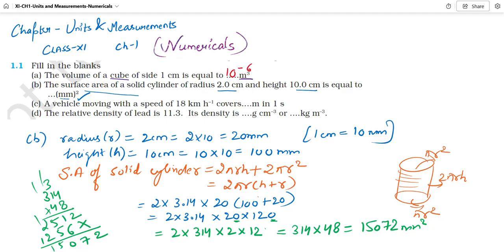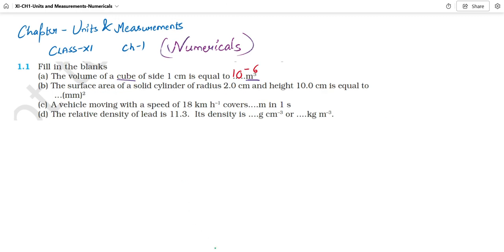So with this we complete the second B part. Now moving on to the C part. C part says that a vehicle is moving with a speed of 18 km per hour. The speed is given to us, and they are asking that it covers dash meter in 1 second. This basically means how much distance it is covering in 1 second. So meter in second becomes meter per second. So basically they are asking us to convert this speed into meter per second.